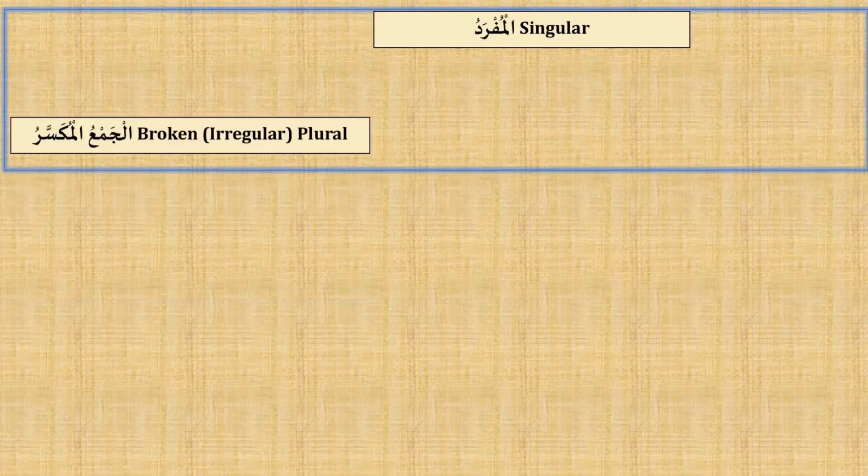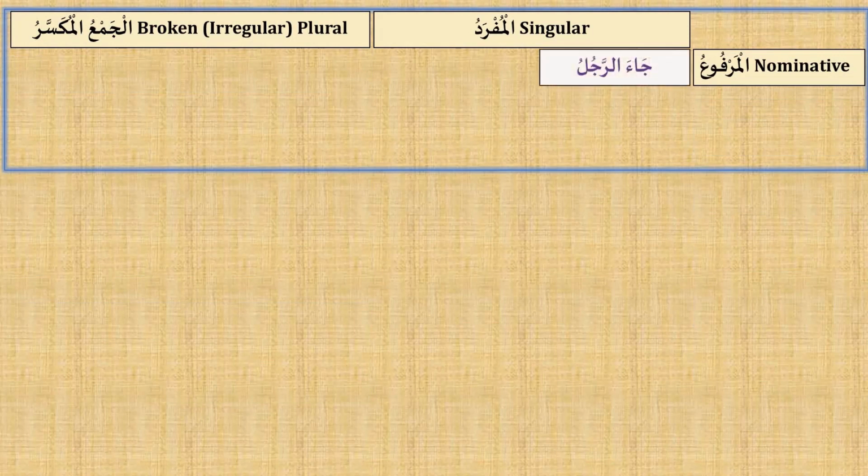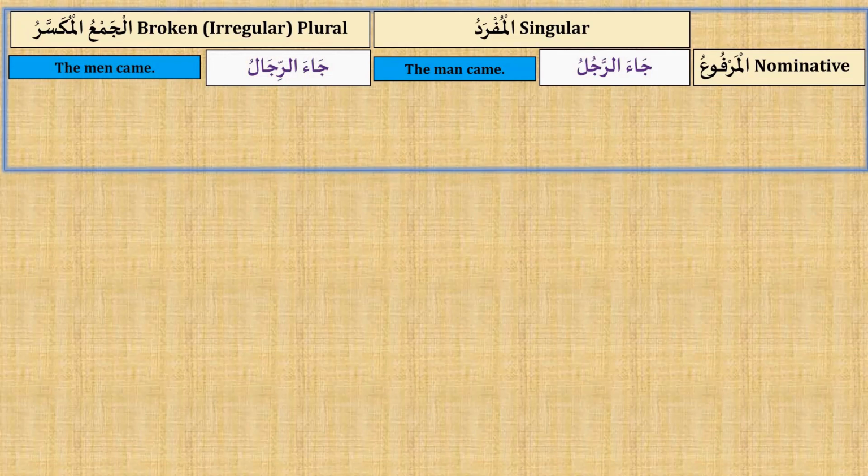Now let's use them in a sentence. Singular and broken plural. The first case, المرفوع, nominative case. جاء الرجل. The man came, and the broken plural is جاء الرجال. The man came. The next case, Al-Mansub, accusative case.